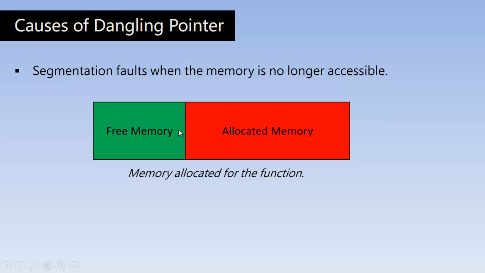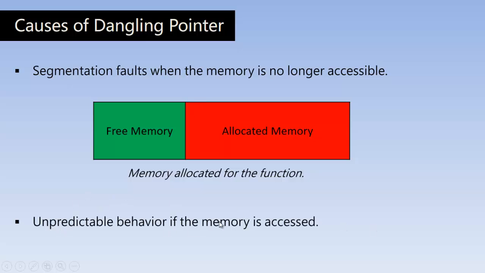If you're still pointing to that memory block which is part of free memory, that is called a segmentation fault, right? And you will get unpredictable behavior if the memory is accessed. If you deal with that memory location further, you will get some garbage value printed out. And there are potential security risks also, because as far as I think, pointers are not good with respect to security issues, because using a pointer anybody can access any memory location of the program, and especially with a dangling pointer, you may expect security risks as well.